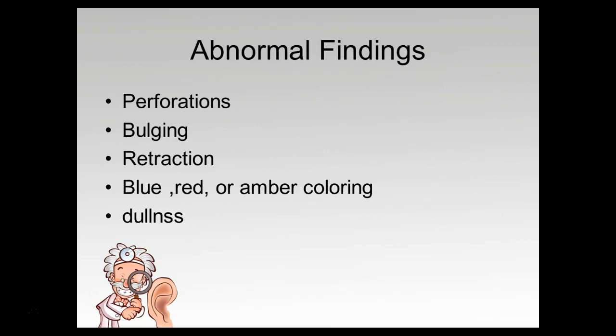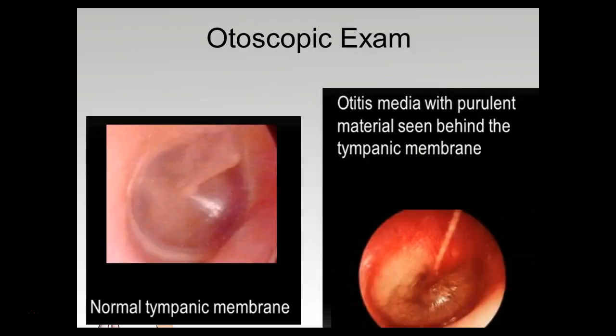Abnormal findings: any perforations, bulging, retraction, blue, red, or amber coloring, or dullness. You'll notice the normal tympanic membrane on the left side, and you'll see one that is bright red, and you'll see pus that's behind. You'll notice how the tympanic membrane is no longer translucent. It has white pus in the background. This is otitis media with some purulent drainage.